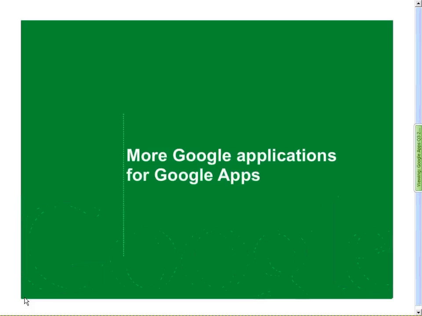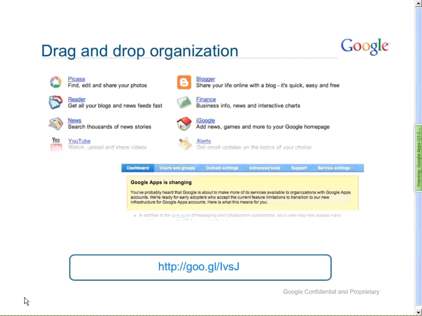The next thing we wanted to talk to you about today, we already covered Gmail, Calendar, Docs, and Sites, but one of the exciting announcements we made earlier this year is that a lot more Google applications were coming to Google Apps. So for background, last May we announced details about changes to the Google Apps account infrastructure that would allow access to other Google services beyond the core suite of messaging and collaboration apps that are already available in Google Apps today.